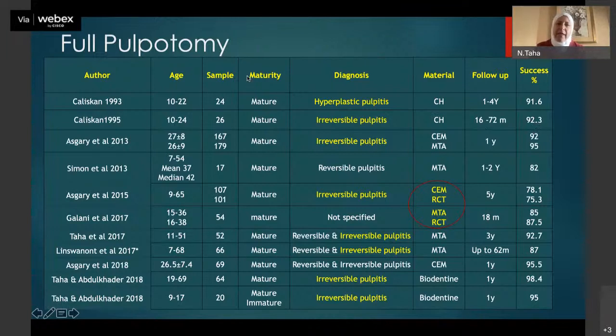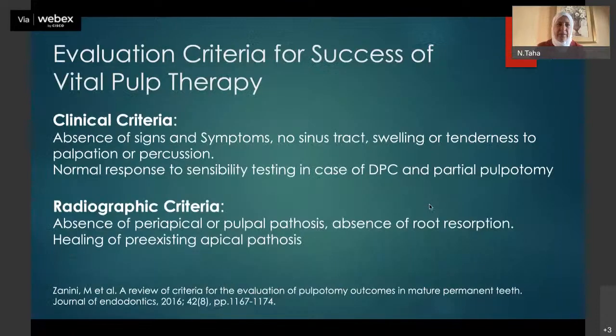No one paid attention to these early studies until MTA appeared in the market, and we had several studies using calcium silicate materials. They are all showing a high success rate, above 85 or above 90%. These two studies actually compared pulpotomy to root canal therapy, and they found no significant difference. So pulpotomy is not inferior to root canal therapy in vital cases.